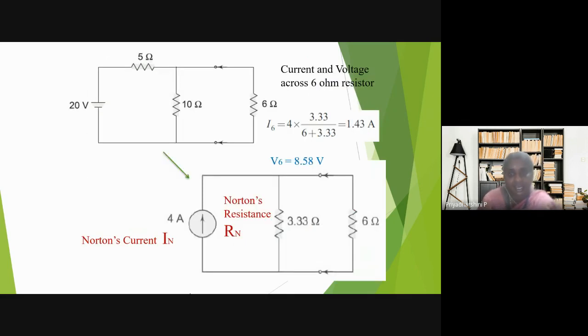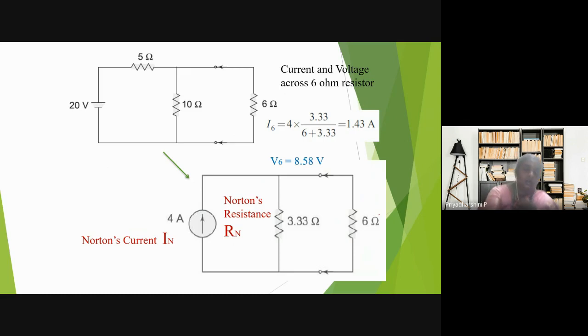So what is our answer? It has been converted to a 4 amps equivalent current, connected in parallel with 3.3 ohms, and here the load resistance has been connected. So the same thing, we can use the current division rule: total current into opposite resistance by summation of the other two resistances. So the answer is 1.43 amps. If I want to find the voltage across that, after finding the current, you multiply with the resistance, and that will give you the voltage across the 6 ohms resistor.